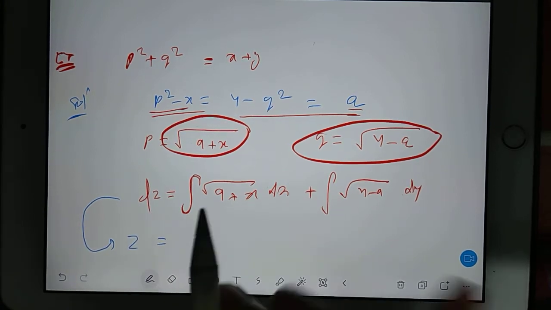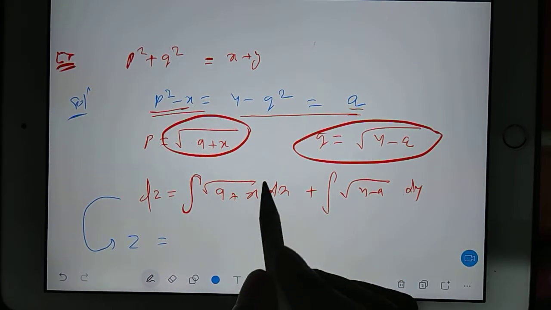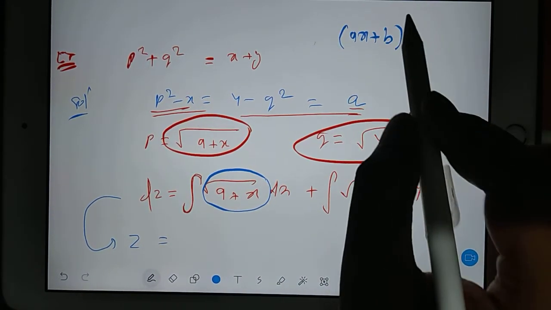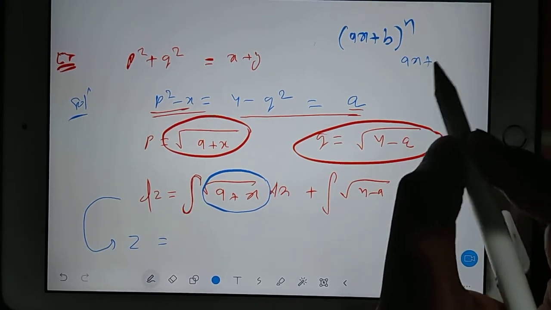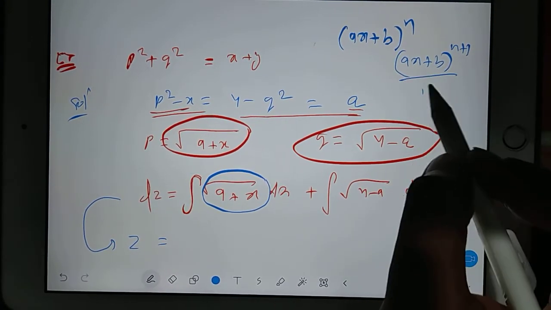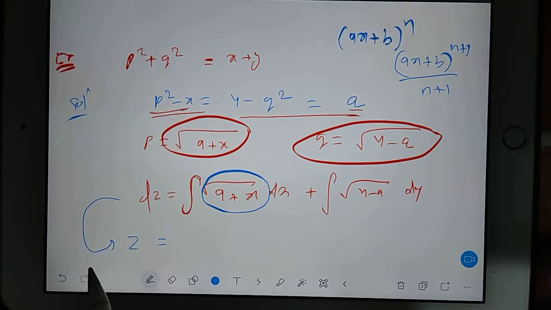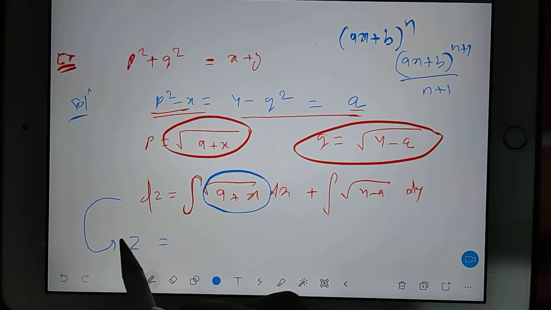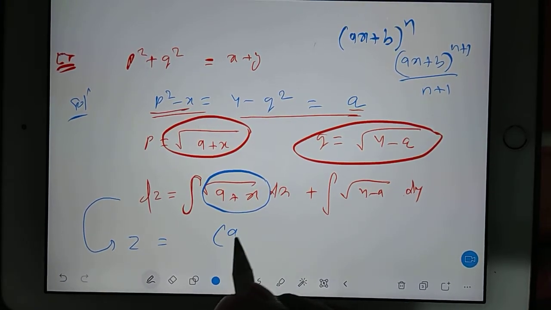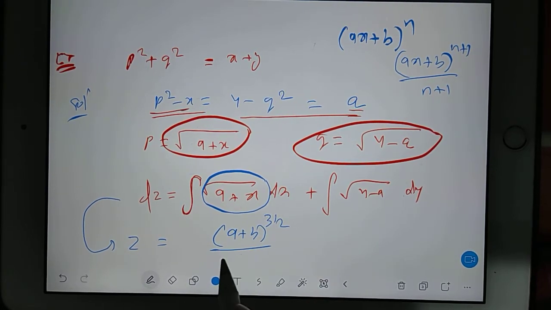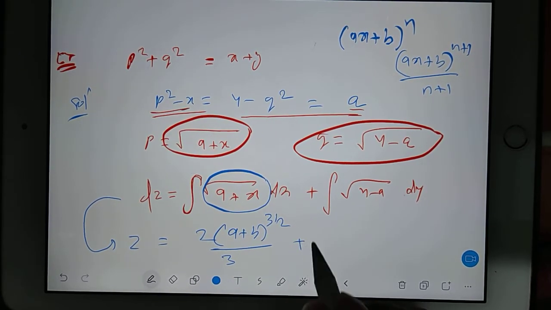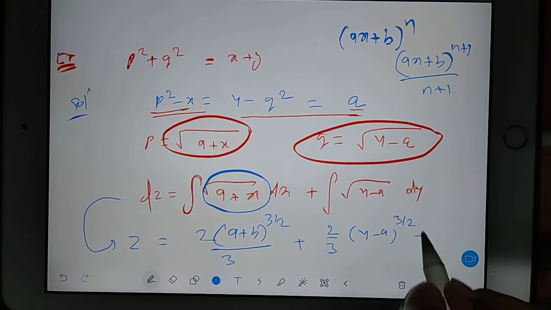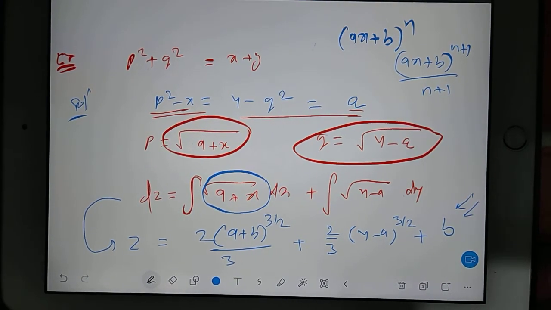Now in next step you have to write the integration. So z will be equal to, now here some students may have difficulty how to integrate this part. Always remember, whenever you have ax plus b whole power n, for the integration it comes as ax plus b power n plus 1 divided by n plus 1. So here your n is under root 2, square root, so that is 1 by 2, correct? So ax plus b power 3 by 2 will come divided by 3 by 2, plus same way 2 by 3 y minus a power 3 by 2, and plus 1 constant you add. So this became your final solution.